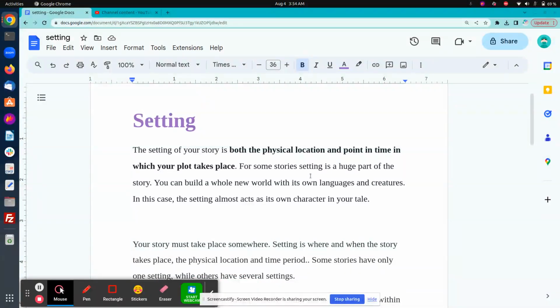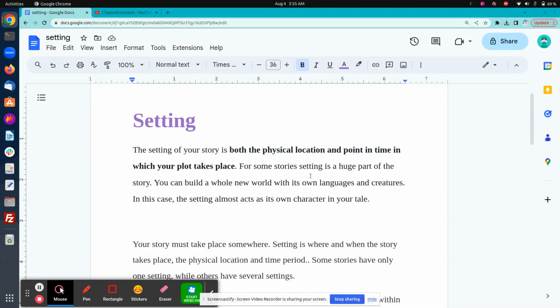So setting is when and where the story happens. All right, so what is the location of the story? Is it happening during summers, or is it happening during winters, or did it happen last January, or in Dubai, or any other country or city, or just under the tree, for example. So it is when and where the story happens.